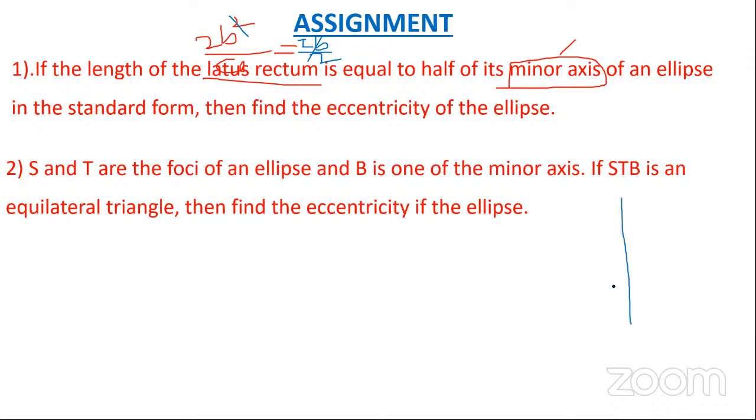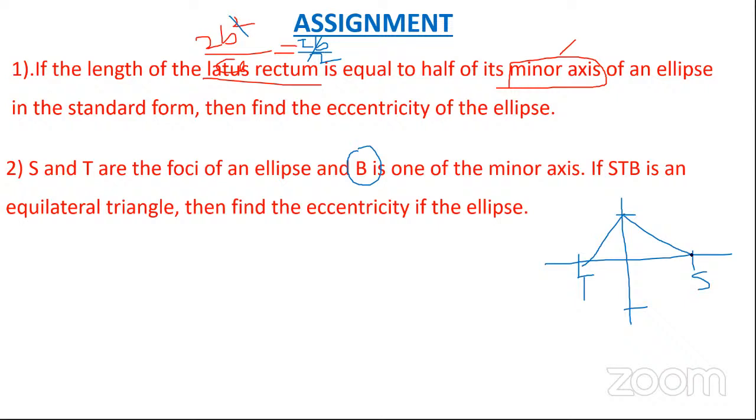So what is the question saying? S and T are the two foci. This is S and this is T, the two foci, and B is any one of the minor axis endpoints. It may be positive, it may be negative, and joining these three points you will get the equilateral triangle. Then find its eccentricity.